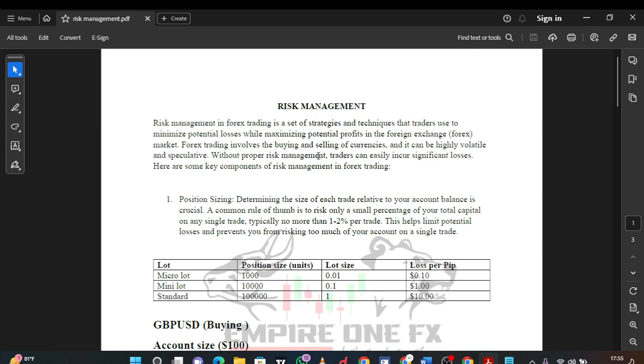After that, you should know what your position sizing is. Do you know what risk tolerance is? We shall be looking at that. Under risk management, we are going to be looking at how we minimize the losses and maximize the profits every single day, or every time we take out a trade. Forex trading involves buying and selling foreign currencies. It can be highly volatile and speculative. Without proper risk management, traders can easily incur significant losses. Here are some of the key components of risk management in trading.